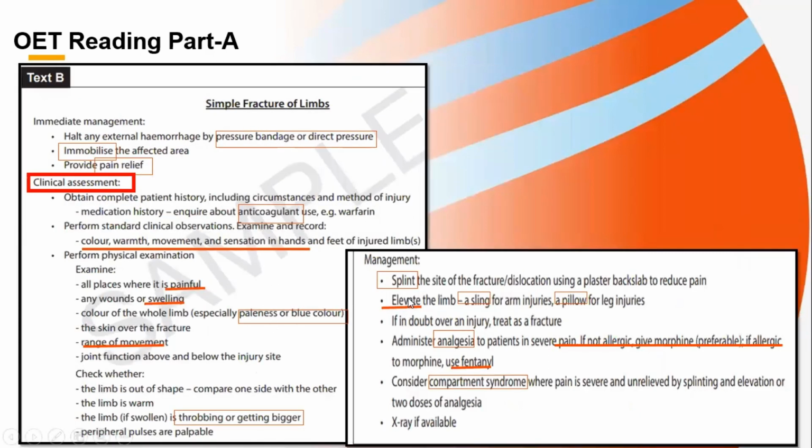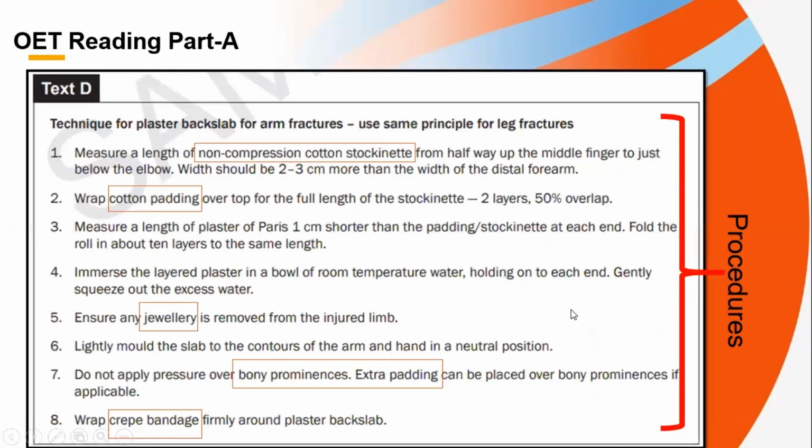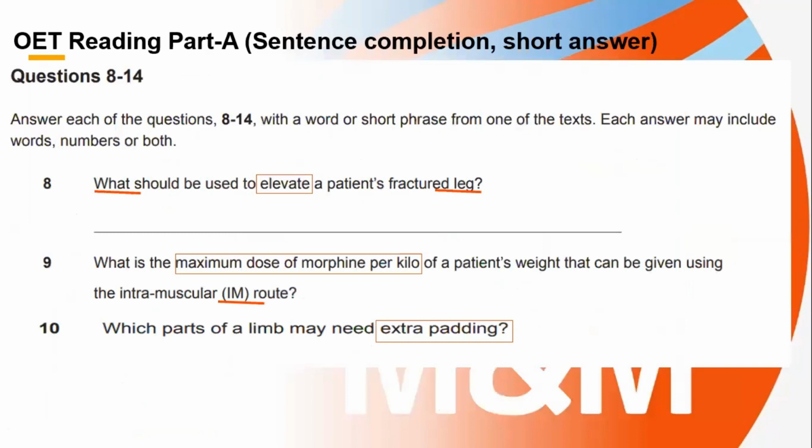We can see it was in the management, alleviate, and for leg injury, a pillow would be the right answer. Yes, pillow would be the right answer. Okay. Similarly, what is the maximum dose of morphine per kilo? It's not only maximum, it should be per kilo at the same time. And the route is intramuscular.